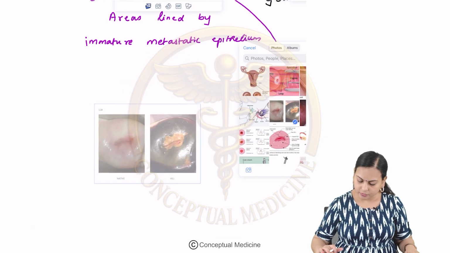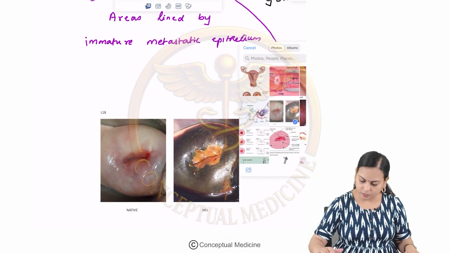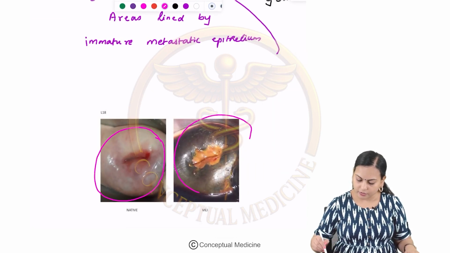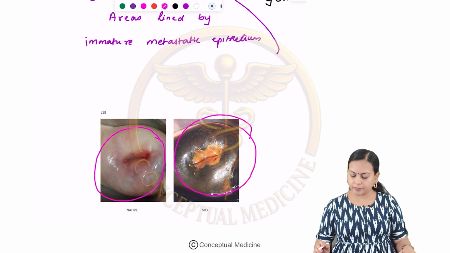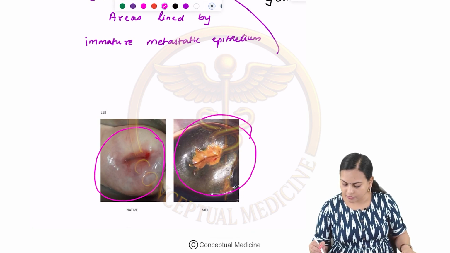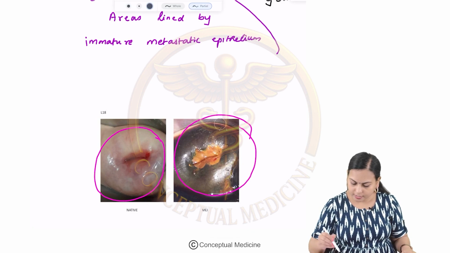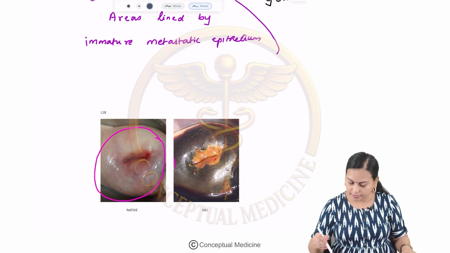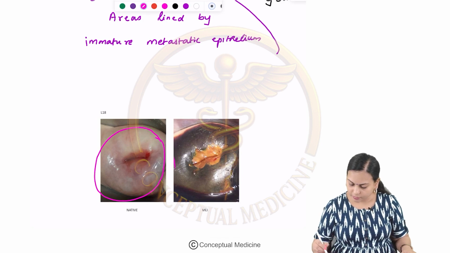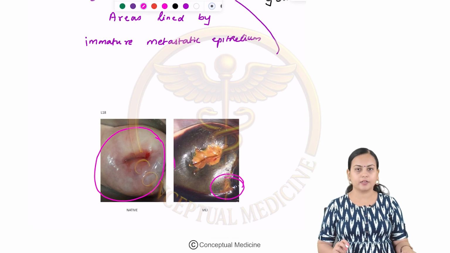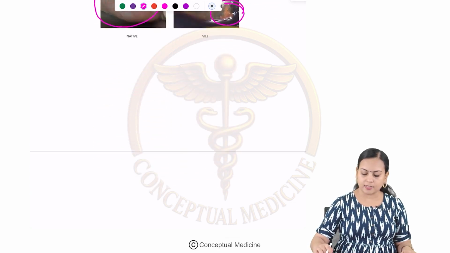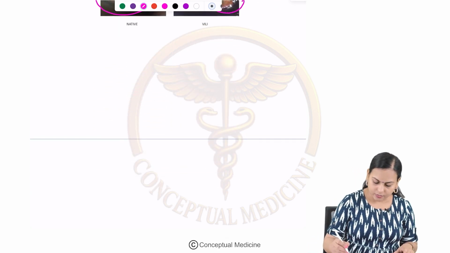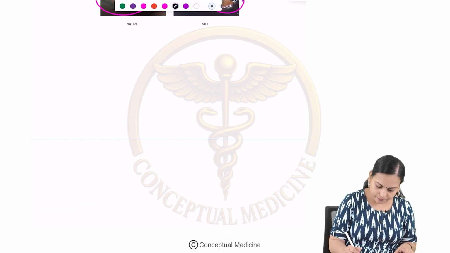This is a native cervix and this is just after application of Lugol's iodine. If you see, it is uniformly stained everywhere except that you have a mustard yellow color near the transformation zone. That has to be considered, there can be a lesion over there. Next one is colposcopy.